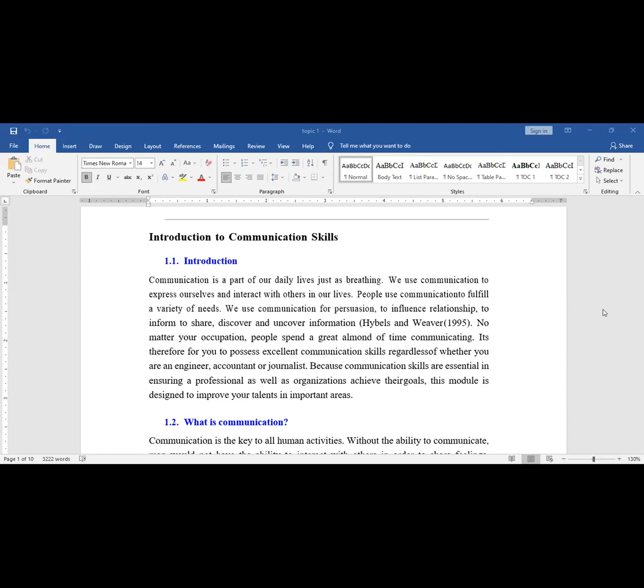The same case with communication. Sometimes you communicate and you don't know whether you are communicating.